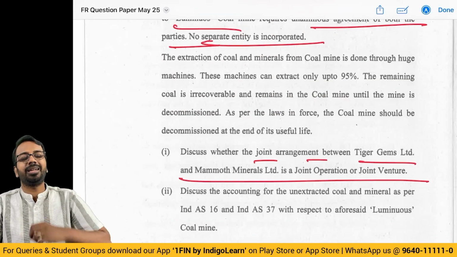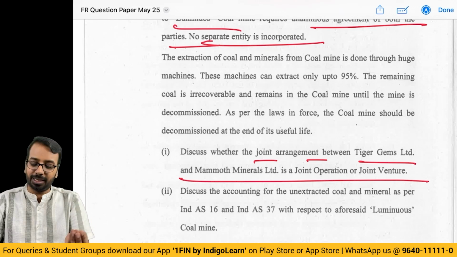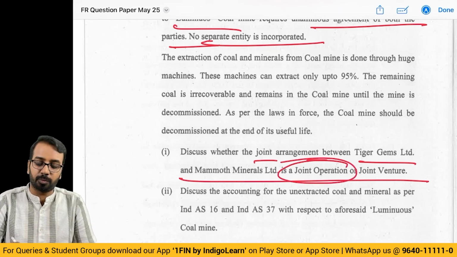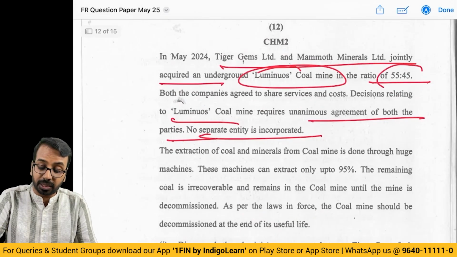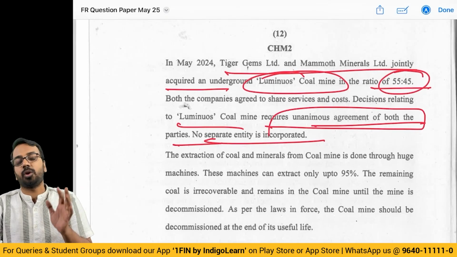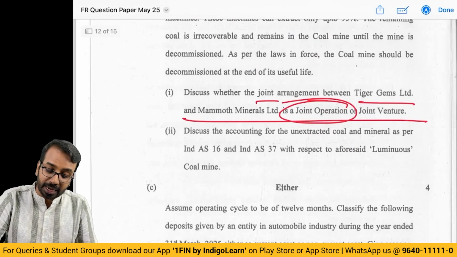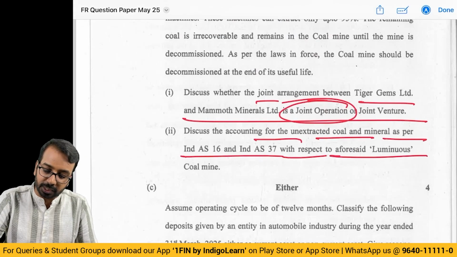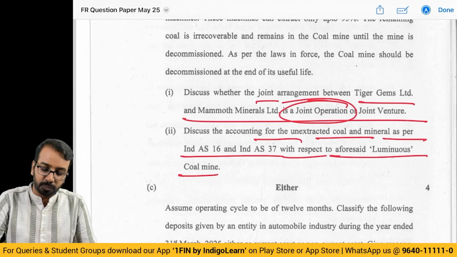Now friends, when an entity is not incorporated, there is no separate entity, it will fall in the category of joint operation. And also you have to write whether there is joint control or not. Here, because they say they require unanimous agreement, there is joint control. Okay, that's it. Discuss the accounting for unextracted coal and mineral as per Ind AS 16 and Ind AS 37 with respect to the aforesaid luminous coal mine.